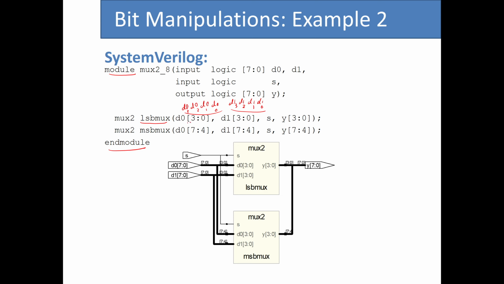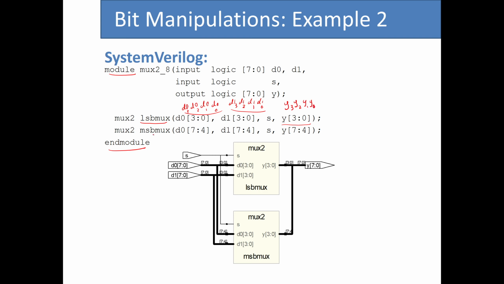So this part basically selects between the least significant half of the two numbers, and then assigns it to the least significant half of output Y. So it is going to be Y3, Y2, Y1, and Y0.